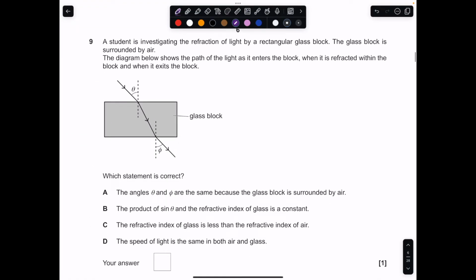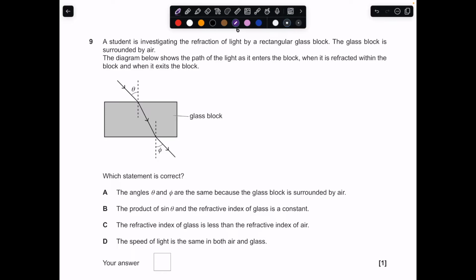So with question number 9, we are given that a student is investigating the refraction of light by a rectangular glass block. The glass block is surrounded by air, and the diagram shows the path of the light as it enters the block, when it is refracted within the block, and when it exits the block. Which of the statements is correct?